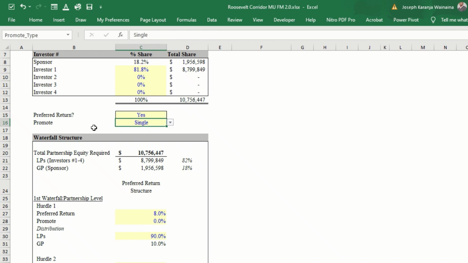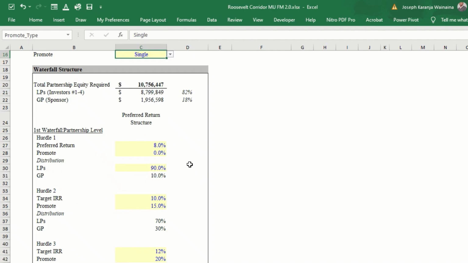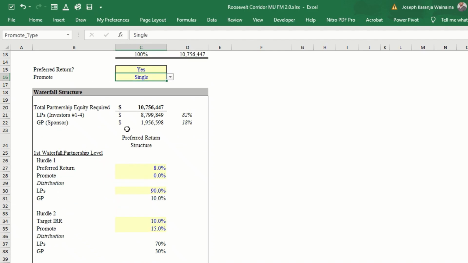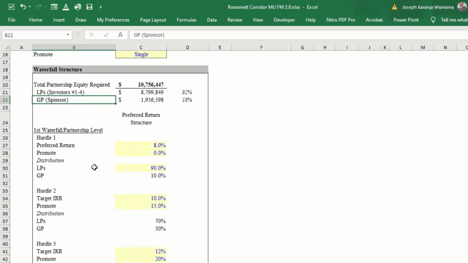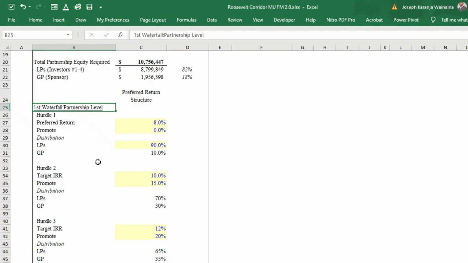Here we also have a single and a double promote structure. Yes, so this one is a single. Then you have the waterfall section for the investors, the LPs, and the sponsor, the GPs. So this is a preferred return structure. This is the first waterfall partnership level. These are the hurdle rates. This will indicate the hurdle rate.